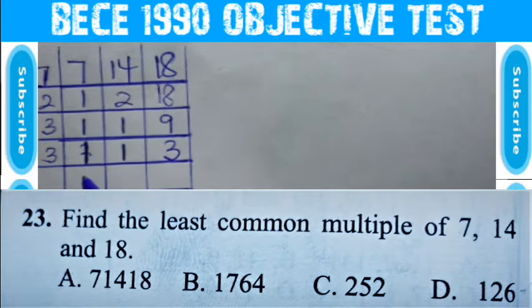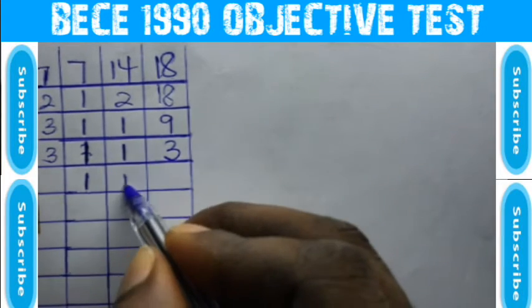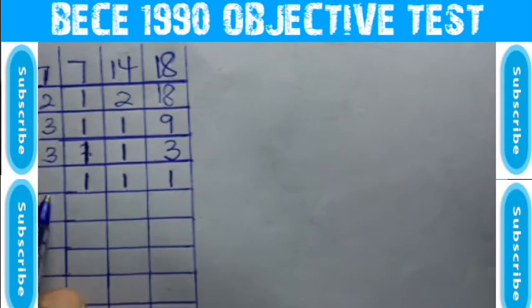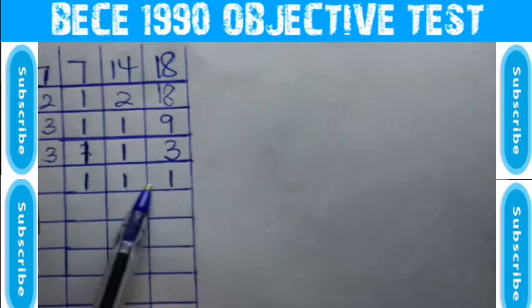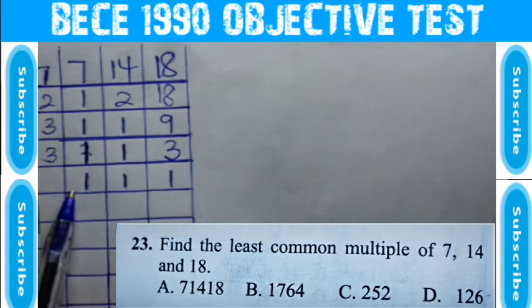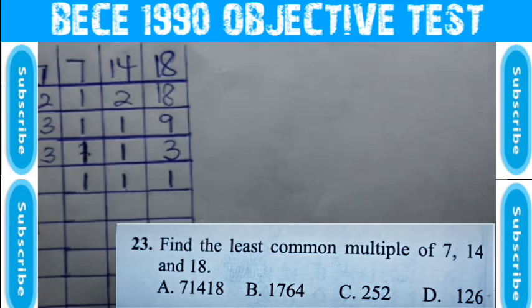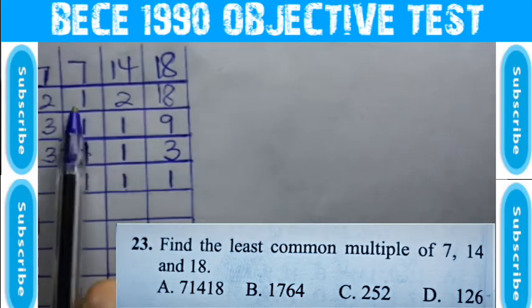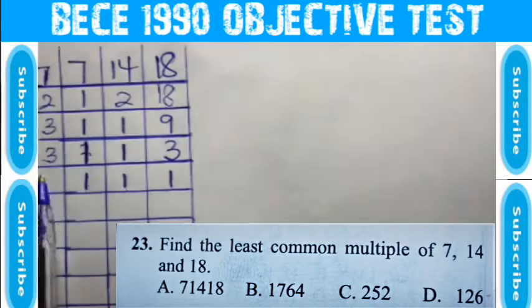3 divides 1 is not possible, so write the 1 there. 3 divides 3, then you have 1. When you get to the point where all the numbers that you are dividing appear to be 1 in each of the cases, then it means that you are done with the division. Once you are done with the division, just write down all the prime numbers you used to divide the numbers.